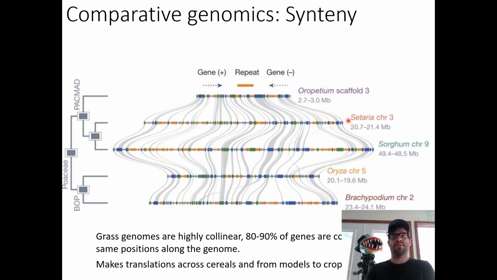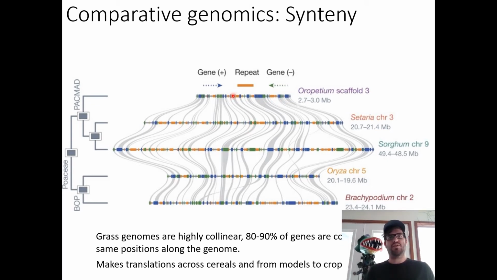Here's an example showing a small region of the grass genome with the model grass Oropetium, foxtail millet, sorghum, rice, and another model, Brachypodium. The genes are in blue and green, with the colors denoting their forward or reverse orientation, and the repetitive elements are shown in orange. If a gene is conserved between species, it's connected by a gray line. Say we identify this gene in sorghum. We can use synteny to say this gene corresponds to this gene in rice. It's in the same order, same orientation, and has a lot of sequence homology. And that's the same gene in Brachypodium, or in Setaria and Oropetium.